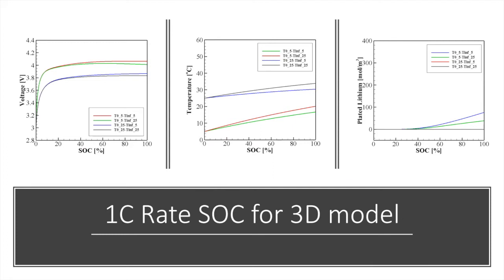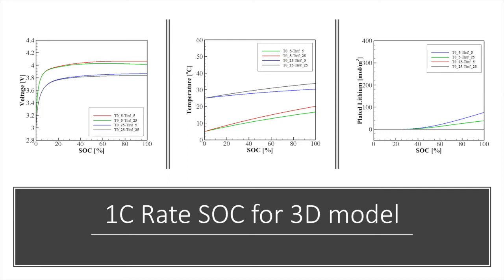This shows the 1C charging rate for the 3D model. The three graphs over here are representative of different variables versus the state of charge. The first graph shows us the voltage versus state of charge, and we can see that the batteries at initial temperature of 5 degrees Celsius do not reach the specified theoretical voltage of 4.2 volts, but they instead level off at about 4 volts. And the T naught 25 degrees Celsius cells, which is the initial temperature of 25 degrees Celsius, level off at about 3.8 volts.